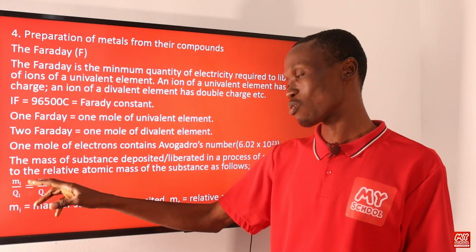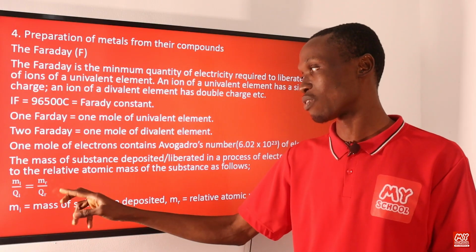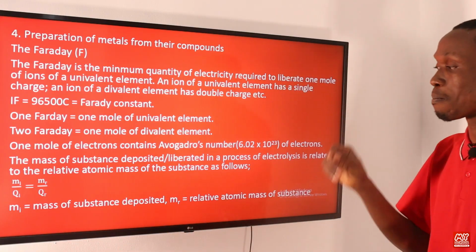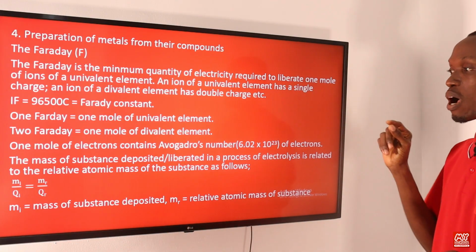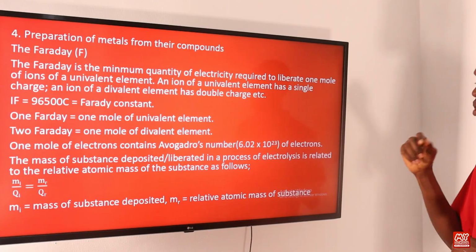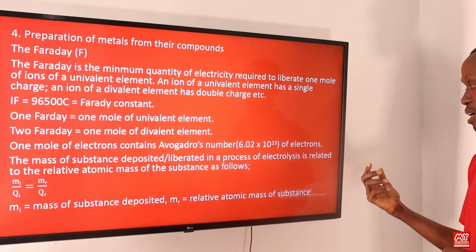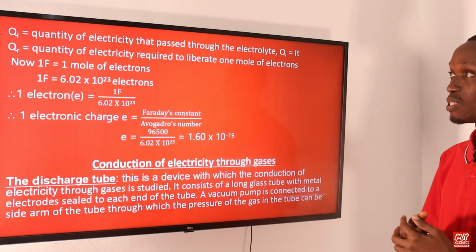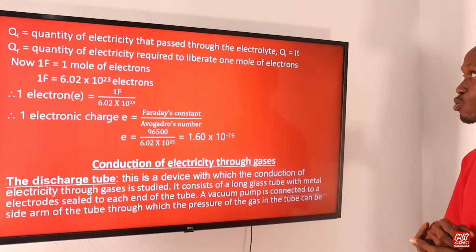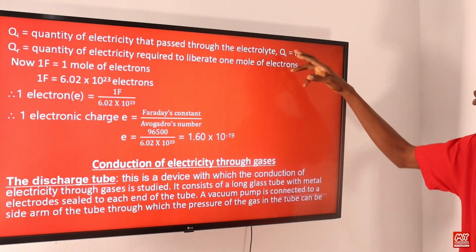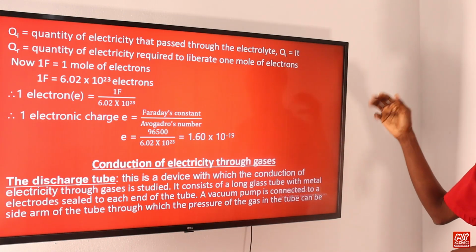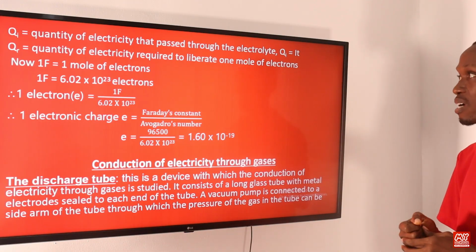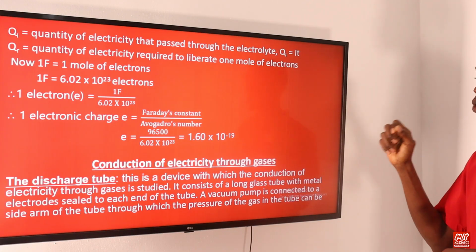Mi over Qi is equal to Mr over Qr. What does Mi represent? Mi represents the mass of substance deposited, while Mr represents the relative atomic mass of the substance. Let's move to the next slide. Qi represents the quantity of electricity that passed through the electrolyte. But remember that Qi is equal to It, while Qr represents the quantity of electricity required to liberate 1 mole of electron.